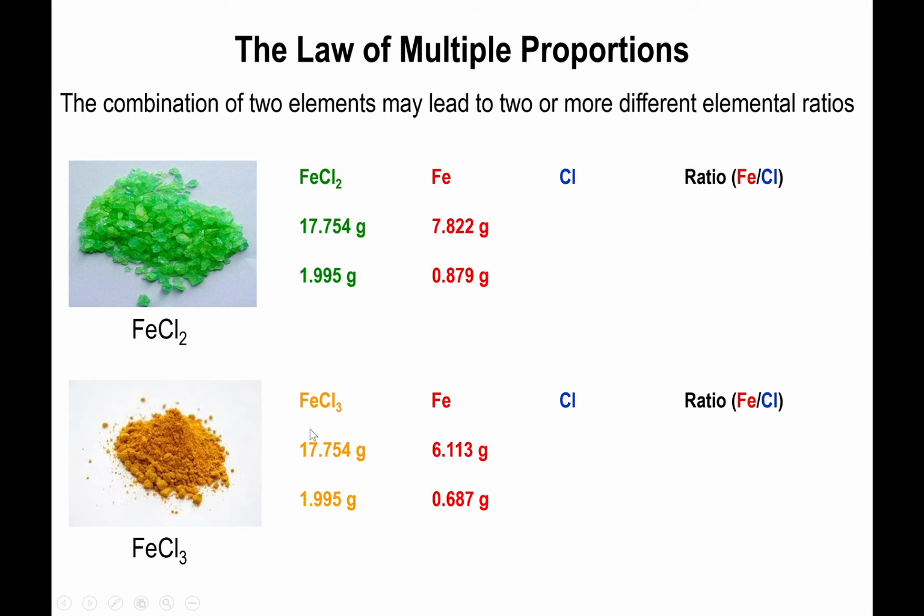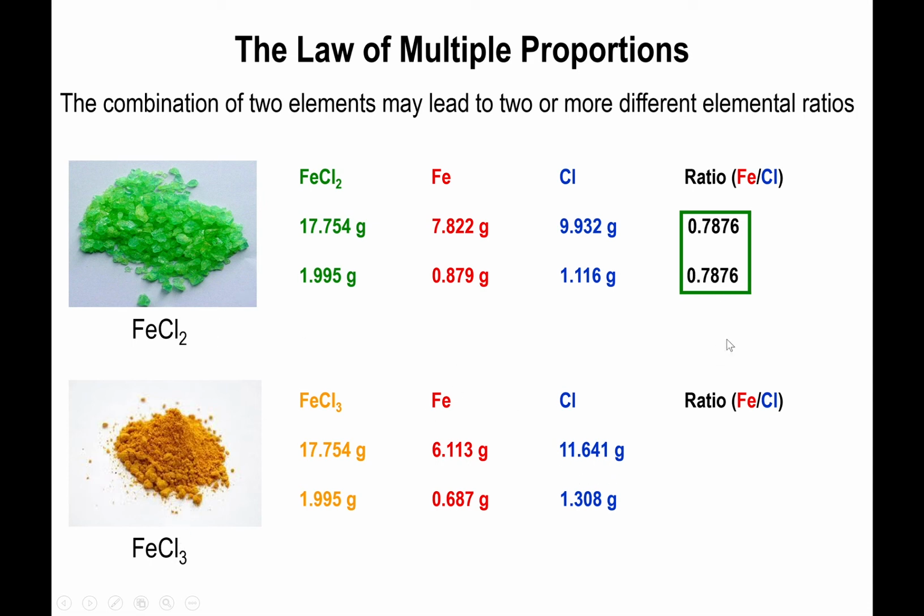And notice that for the compound with the 3 chlorines, you actually end up obtaining less mass of iron than you did for the previous compound. And that's because now, of the 17.754 or the 1.995 grams, there's going to have to be more mass allocated to the chlorine since you have more chlorines. So when you subtract the mass of iron from the iron chloride compound, you find the mass of chlorine, and taking the ratio of iron mass over chloride mass gives us the 0.776 ratio for iron(II) chloride.